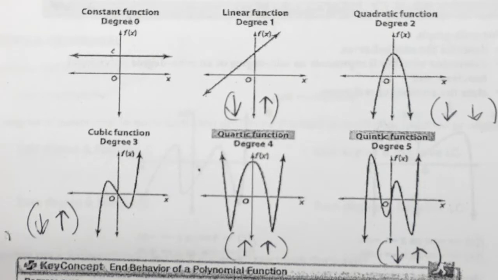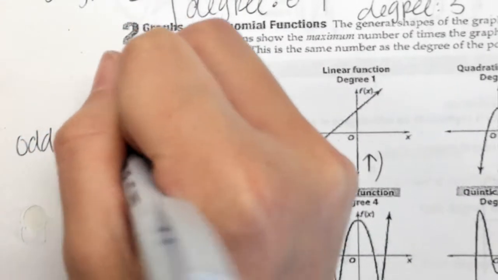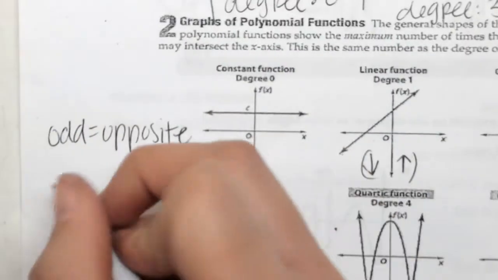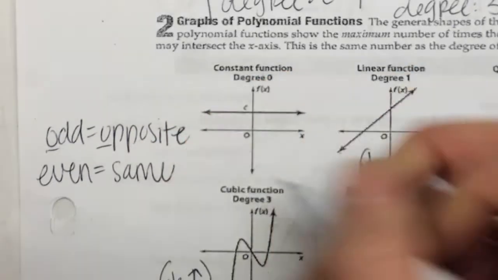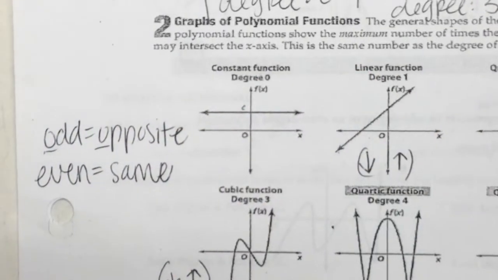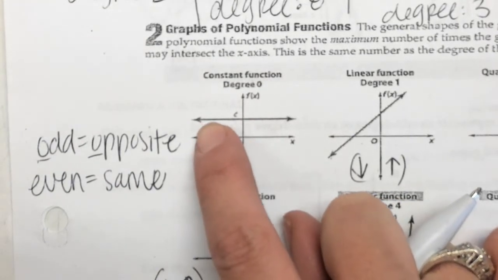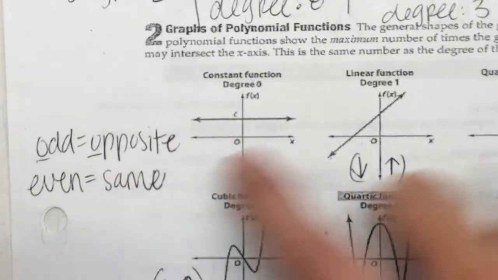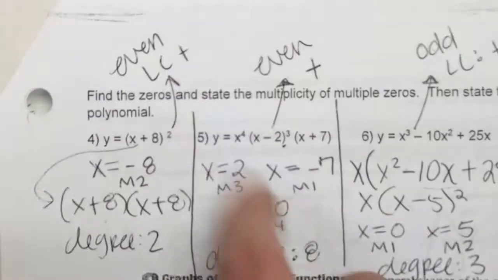Yes, even goes in the same direction. Odd goes opposite. Think, they both start with O. Even's going to be the same, or evenly distributed. Okay, so write: odd, opposite; even, same direction. Now the constant one has a degree of 0, so it's kind of different. Notice the end behavior is not going up or down. But everything else, odd is going to be opposite, even is going to be the same. So that's why it's important to know even or odd.